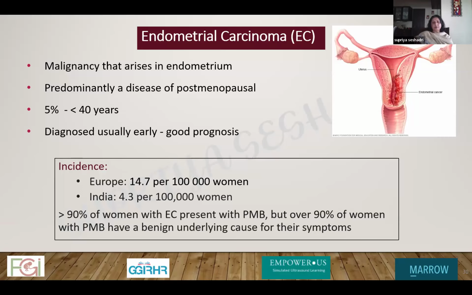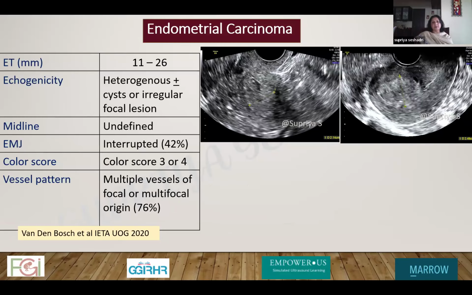The incidence in Europe is quoted to be 14.7 per 100,000 women. In India, it is 4.3 per 100,000 women. It is said that more than 90% of women with endometrial carcinoma present with postmenopausal bleeding, but over 90% of women with postmenopausal bleeding have a benign underlying cause for their symptoms.